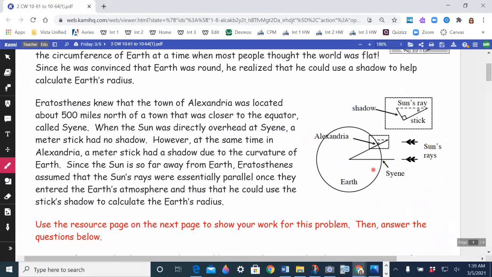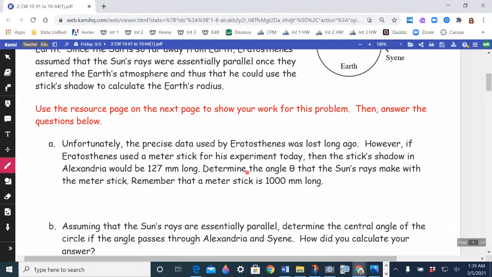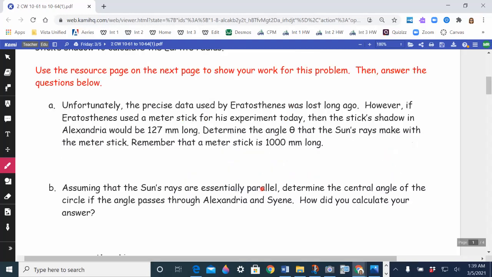And we are going to try to figure out a couple of different things. We know that the meter stick from his experiment today, the stick shadow in Alexandria, would be 127 millimeters long. Determine the angle theta that the sun's rays make with the meter stick. Remember that a meter stick is 1,000 millimeters long. Assuming that the sun's rays are essentially parallel, determine the central angle of the circle if the angle passes through Alexandria and Syene. How did you calculate your answer?